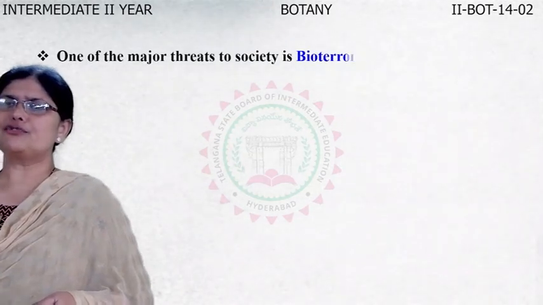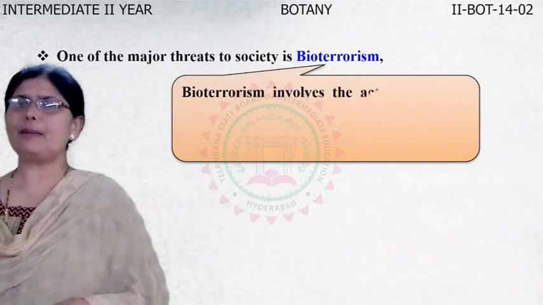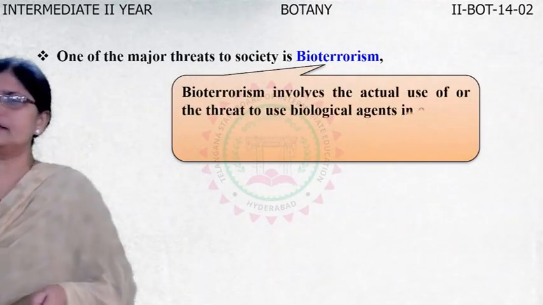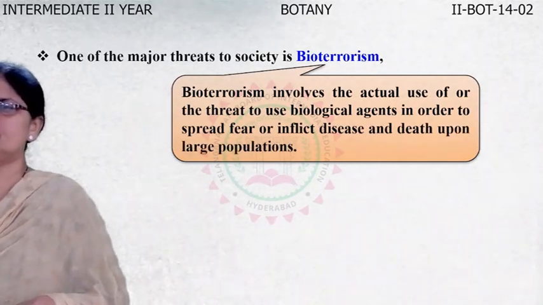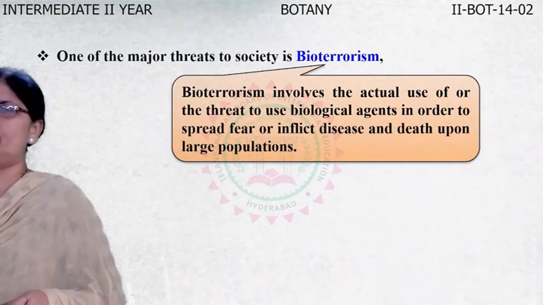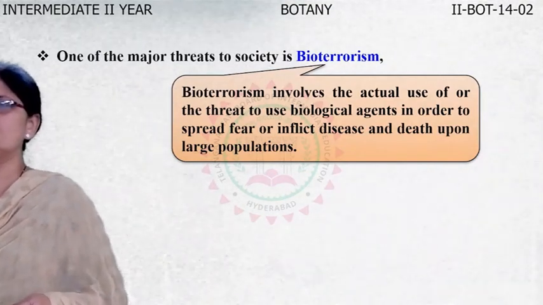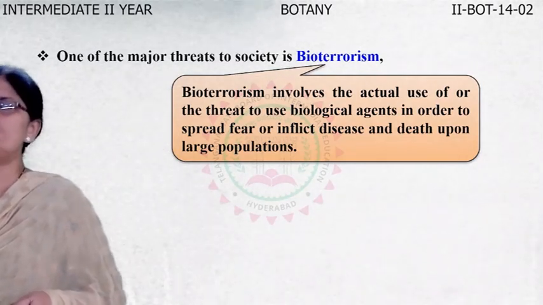One of the major threats to society is bioterrorism. Now what is meant by bioterrorism? It is nothing but the actual use of, or the threat to use, biological agents in order to spread fear or inflict disease and death upon large population. Now the present COVID-19 also, there are rumors that it is being spread by China. But we don't know, we don't have any proof regarding that.